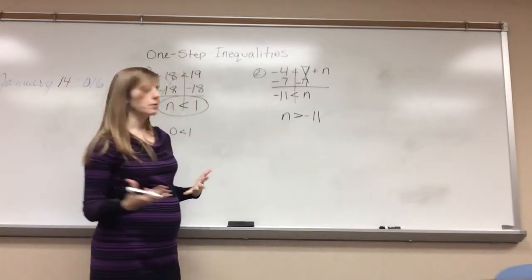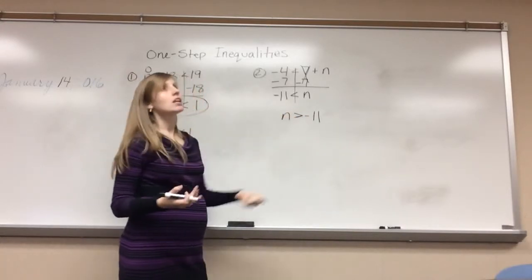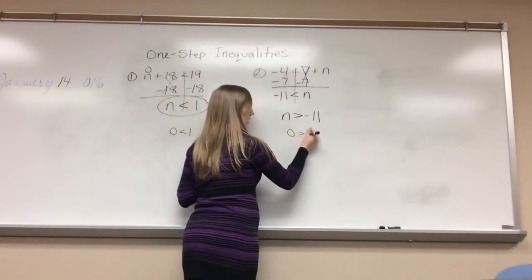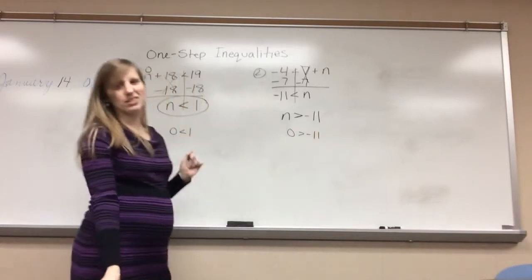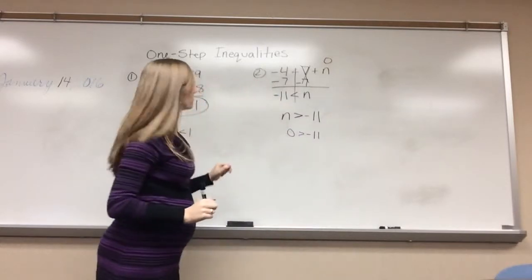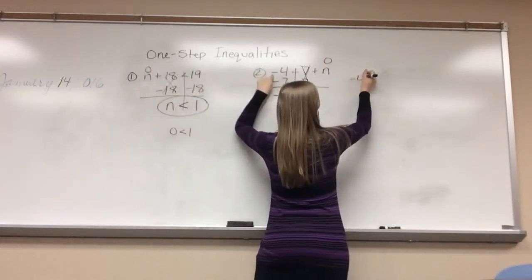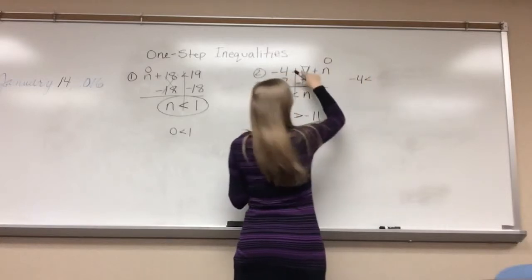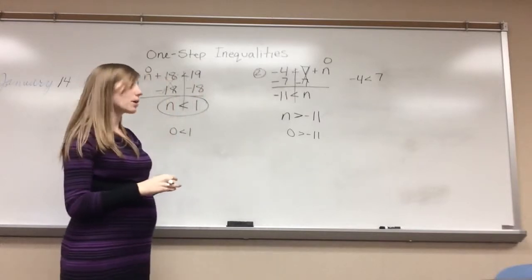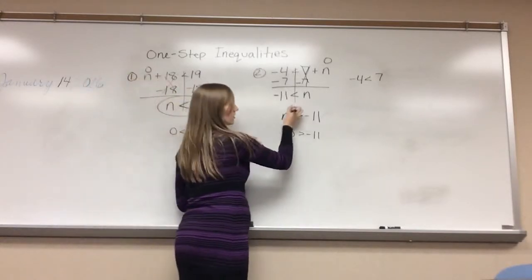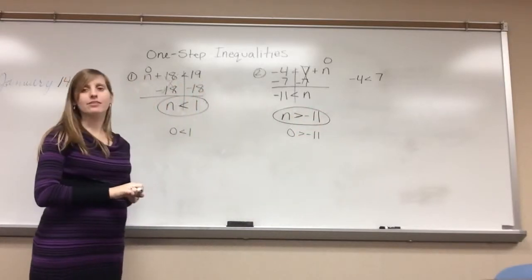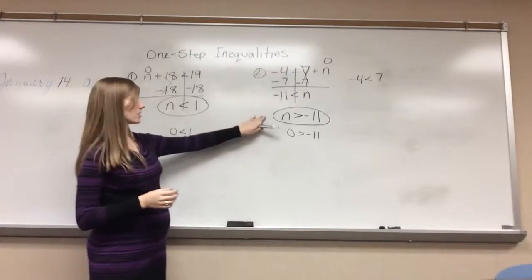So let's just check a number. n is bigger than negative 11. 0 or 1 or 10, 0 is bigger than negative 11. I always like to use 0 because it's so easy to work with. So I'm going to put 0 in for n, and see if my inequality is true. So the negative 4 will stay the same, is less than 7 plus 0 is 7. Well, negative 4 is definitely smaller than 7, so I did my solving correctly. I solved for n correctly, so n has to be bigger than negative 11 is the correct answer for number 2.